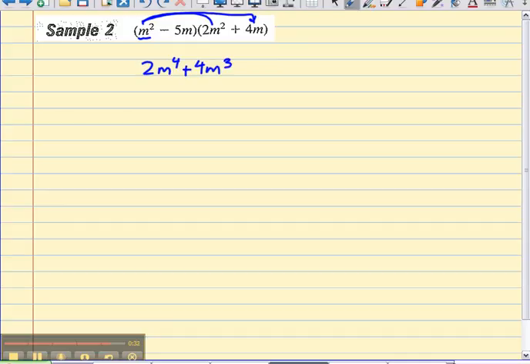All right. Libby, take us from there. Okay. So then we multiply the negative 5m times 2m squared. And what do I get? Negative 10m to the 3rd.